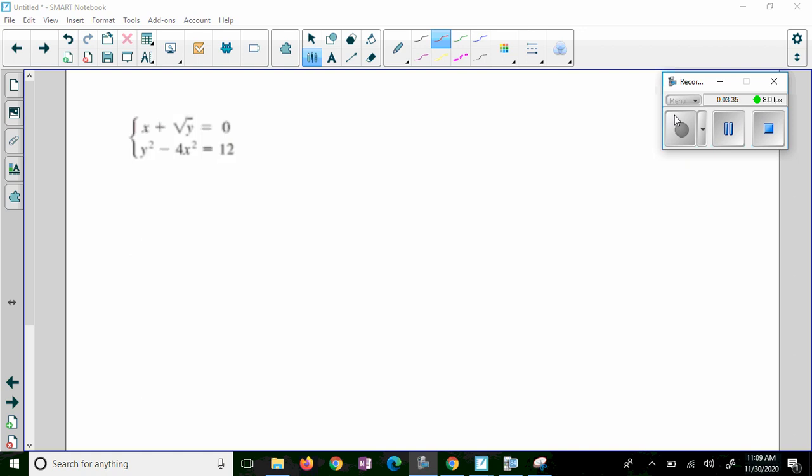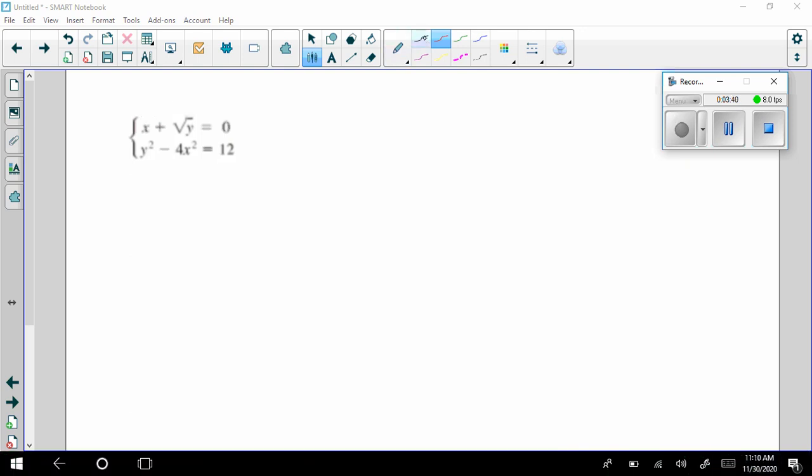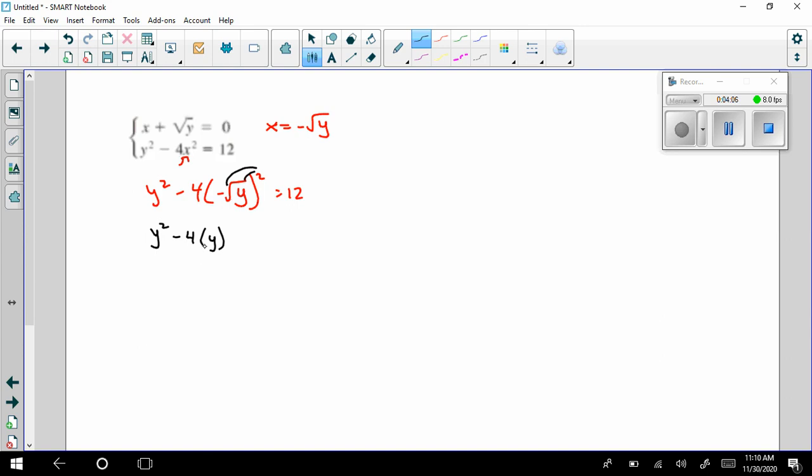Okay, that brings us to our second example. Again, I would be using substitution for this because you can get x by itself fairly quickly. X is equal to negative square root y. So I'm going to plug that in right here. So y squared minus 4 times negative square root y squared is equal to 12. Right? So y squared minus 4, when you square this, you're squaring essentially both of those. That's just y. And so you can really just write that as minus 4y is equal to 12.